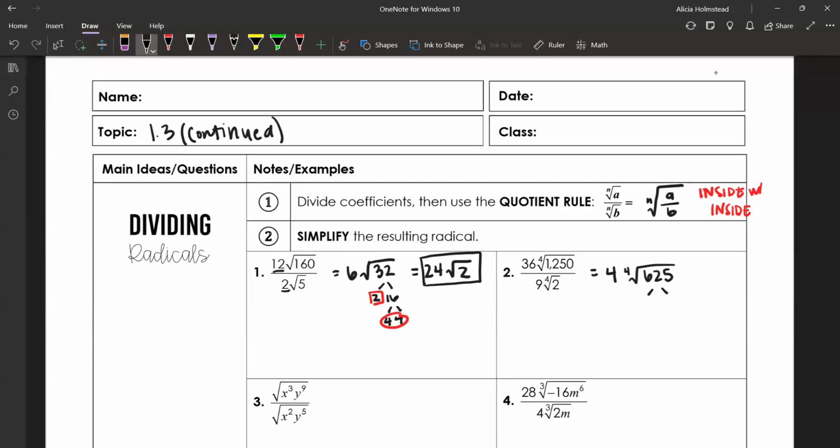That would be 25 times 25, which are each 5 times 5. So it looks like the 4th root of 625 is actually just 5. So this becomes 4 times 5, which is 20.